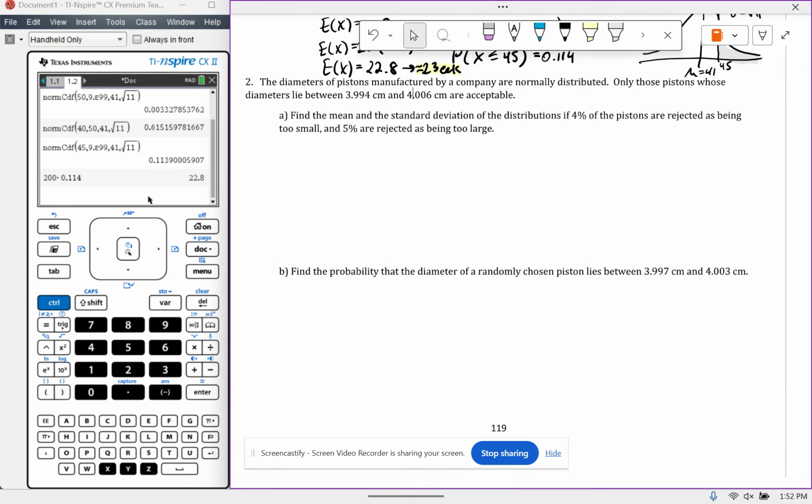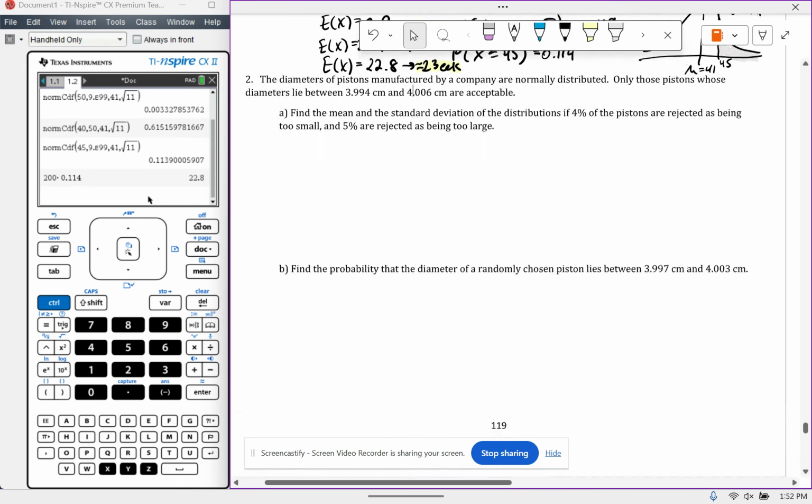Okay, the diameters of pistons manufactured by a company are normally distributed. Only those pistons whose diameters lie between 3.994 centimeters and 4.006 centimeters are acceptable. Also, can I tell you that every year there's a question just like this on the test, and every year kids are like, you never showed us how to do a problem like this. And I'm like, I literally spent 10 minutes in class showing you how to do a problem like this. So there is a problem like this, and it's this one. So I'm covering my bases now. I showed you, okay? All right.